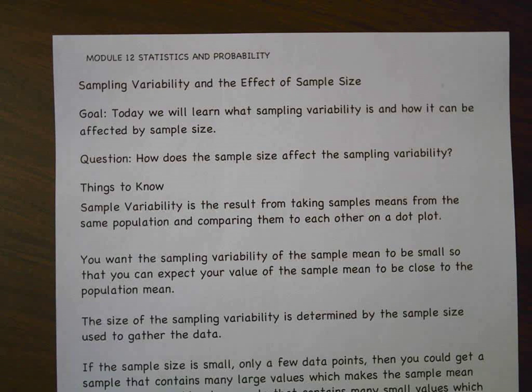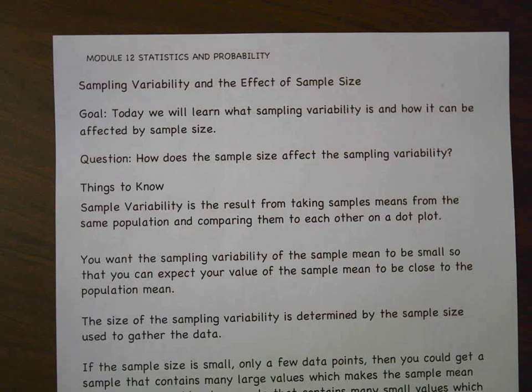So sample variability is the result from taking sample means from the same population and comparing them to each other on a dot plot. You will want the sampling variability of the sample mean to be small so that you can expect your value of the sample mean to be close to the population mean. So basically, when you want an accurate measure, all of the dots on the dot plot need to be clumped together so that they're not spread far, far away.